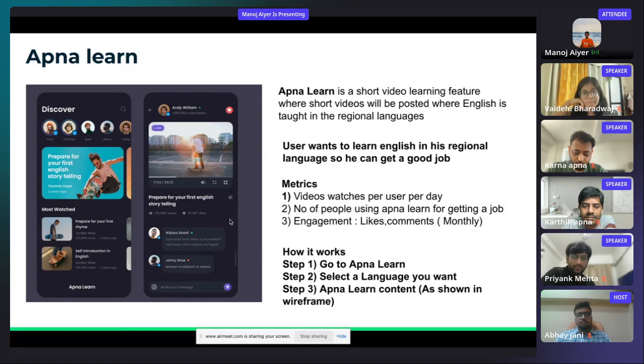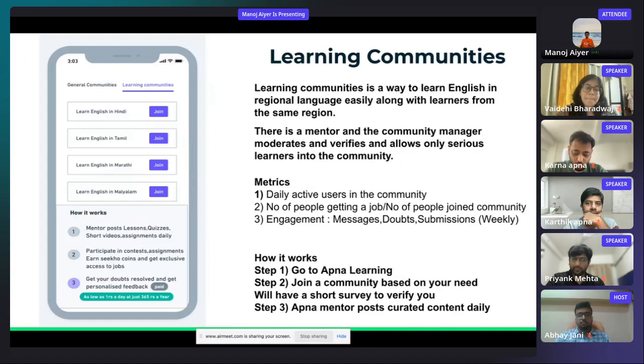So why specifically regional languages? I've talked to a lot of users who are struggling to get a blue collar job in the skill force. The barrier is learning English in the regional language. So it's not just learning English, but learning English in a regional language, which would help them upskill themselves faster and easier. Next is learning communities. As I told, I'm splitting this into two parts: one is the general communities you have, the other is the learning community.